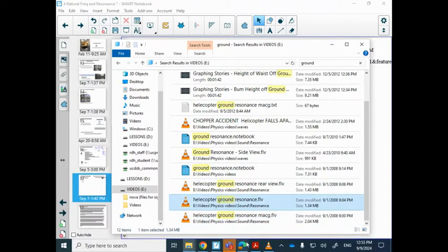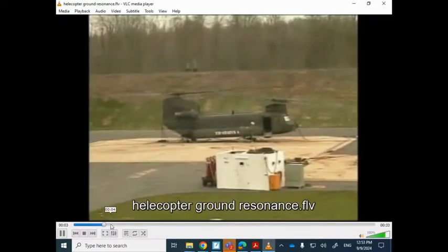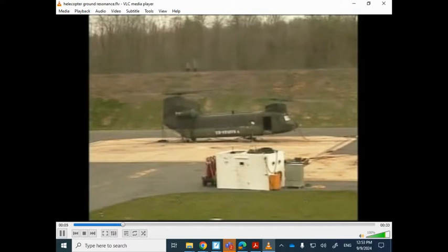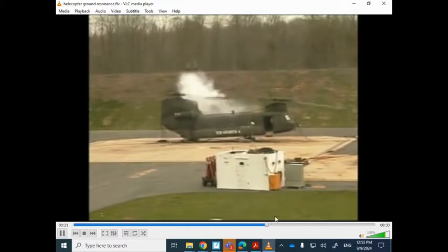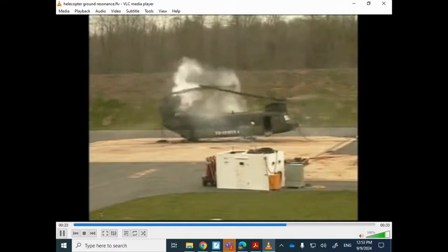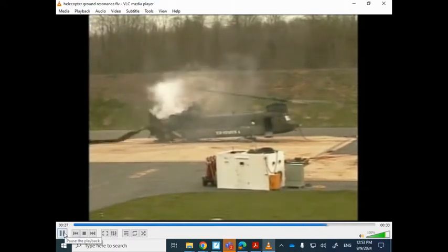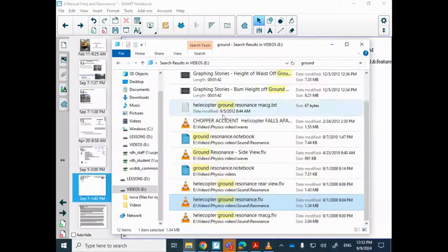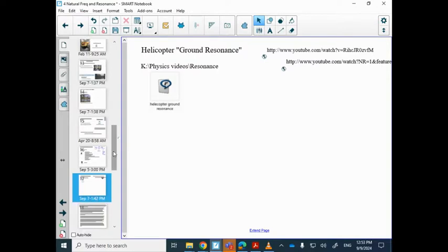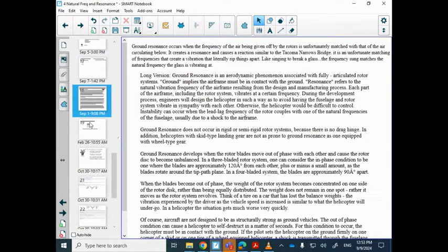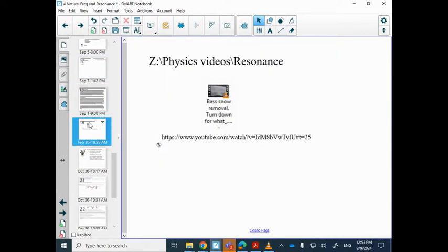Helicopter ground resonance, actual military test, see the vibration. What happens if you don't take off? Jump ahead here for you. Whole helicopter is just getting torn apart and disintegrating because it didn't take off. Yeah, crazy. So obviously, it probably takes a little while to happen, but I don't think they want to take a chance and see how long it takes or whatever.